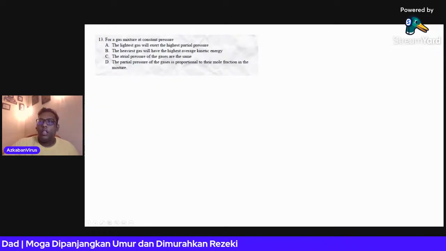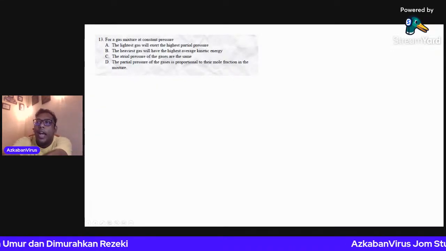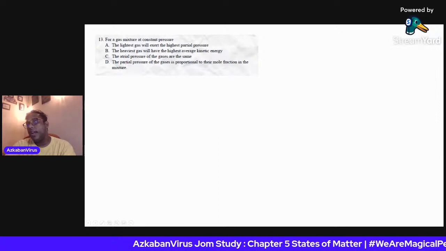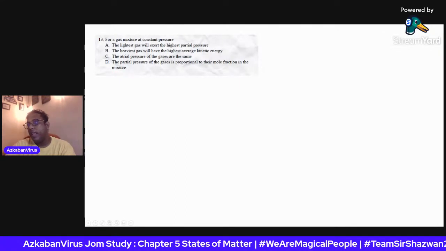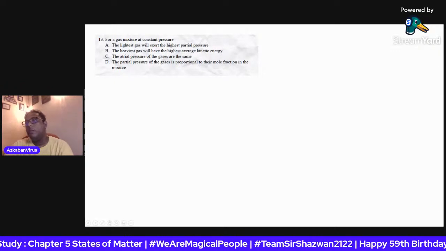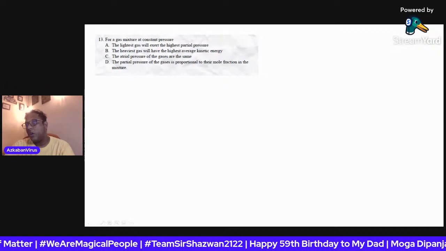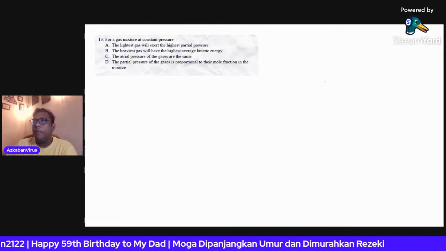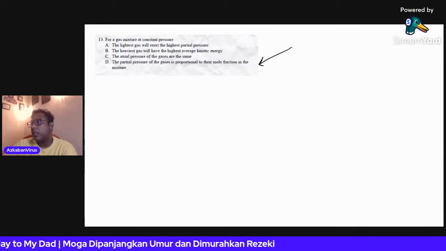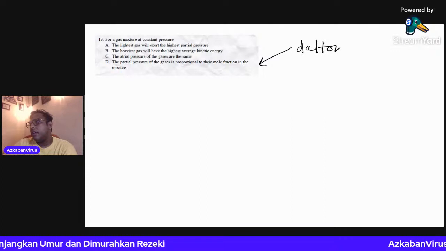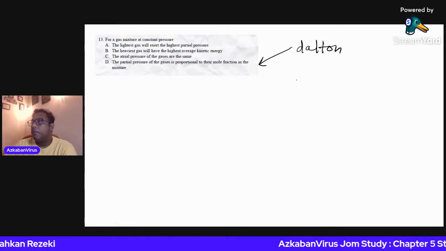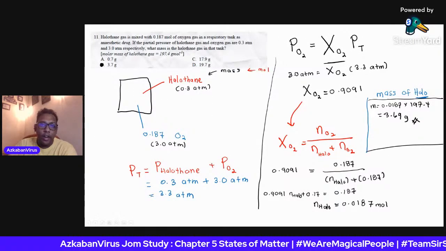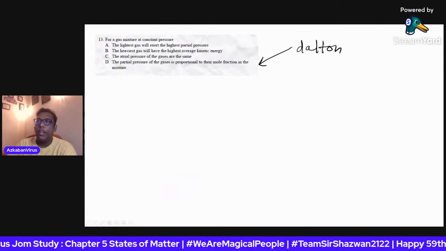Okey. Kita teruskan lagi soalan nombor 13. For a gas mixture at constant pressure: the lightest gas will exert the highest partial pressure; the heaviest gas will have the highest average kinetic energy; the partial pressures of the gases are the same; the partial pressure of a gas is proportional to the mole fraction in the mixture. Okay. Ini adalah based on Dalton. Kalau Dalton, memang kita akan tengok based on mole fraction, macam tadi soalan ni. Dia directly proportional dengan mole fraction dia. That's why jawapan dia adalah D.